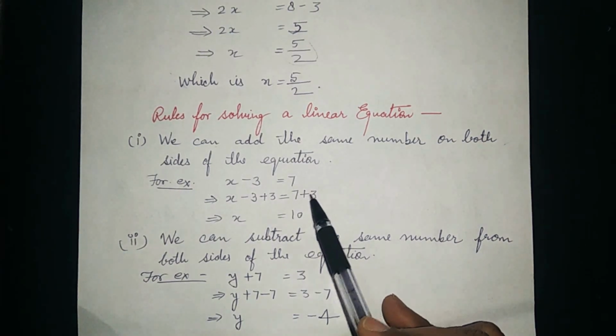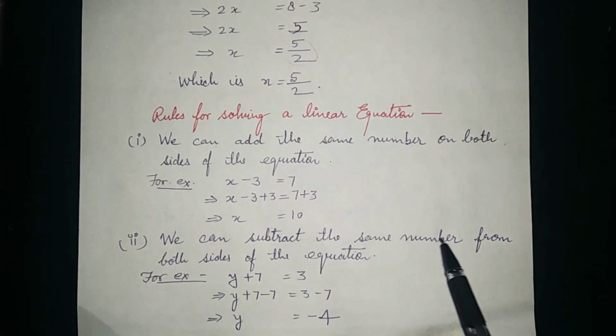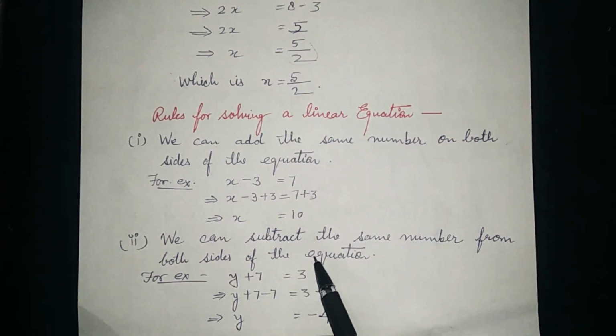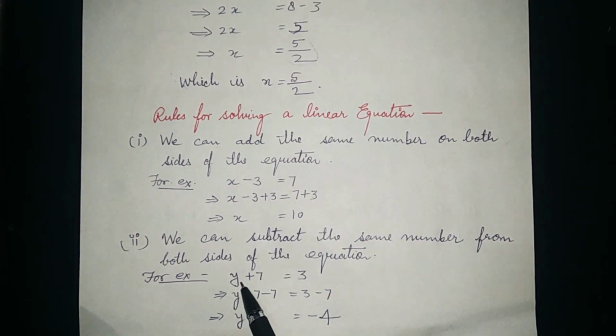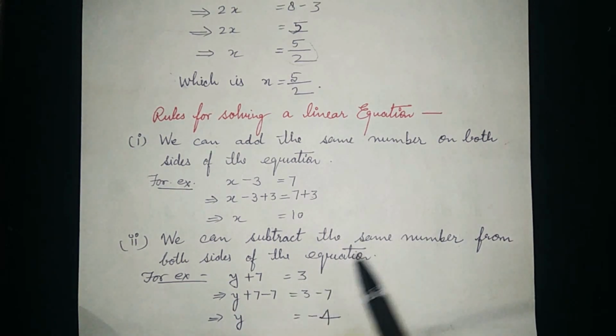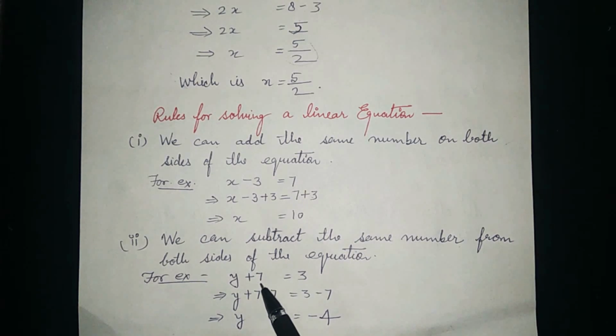Now I will tell you the second rule. Second rule: we can subtract the same number from both sides of the equation. Here the equation is y plus 7 equals 3. Now see this equation. Here it is plus 7. We want to eliminate this now. So what do we have to do now? We have to subtract 7 from both the sides of the equation. So minus 7, and the same thing we will do on the right side, minus 7.